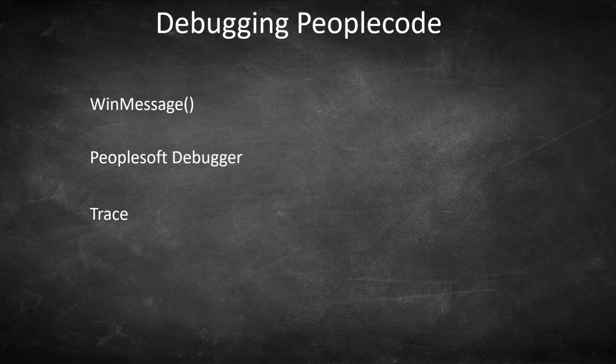So if you are in a situation where the user is working on the online page and the functionality is not getting executed as expected, you can set the trace. You can request the user to recreate that issue, and once you have the trace, you can go through it and analyze what is wrong and what is causing that error. So these are the three most commonly used ways to debug your PeopleCode or PeopleSoft application.